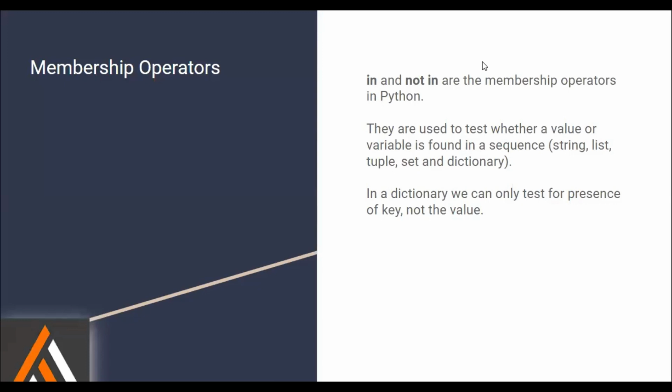So moving ahead, the next in the series of operators are membership operators. Now membership operators are those which help us to find the existence of any entity in a collection. So there are in and not in. Those are the operators which perform the test, and after the test is performed, we will get the answer as a Boolean value.